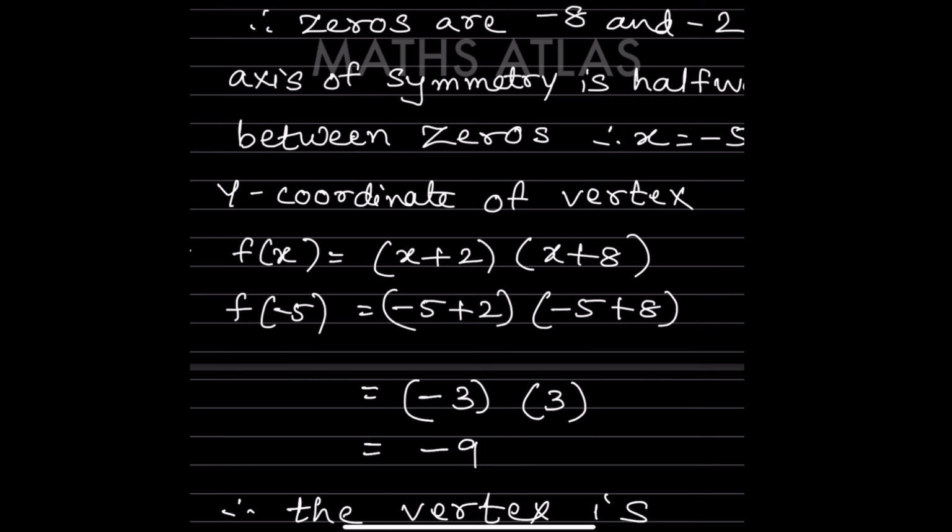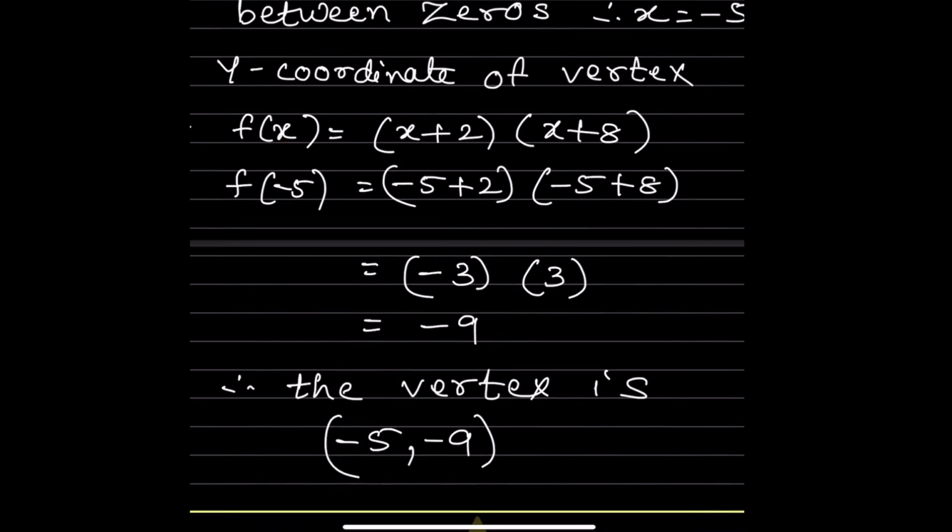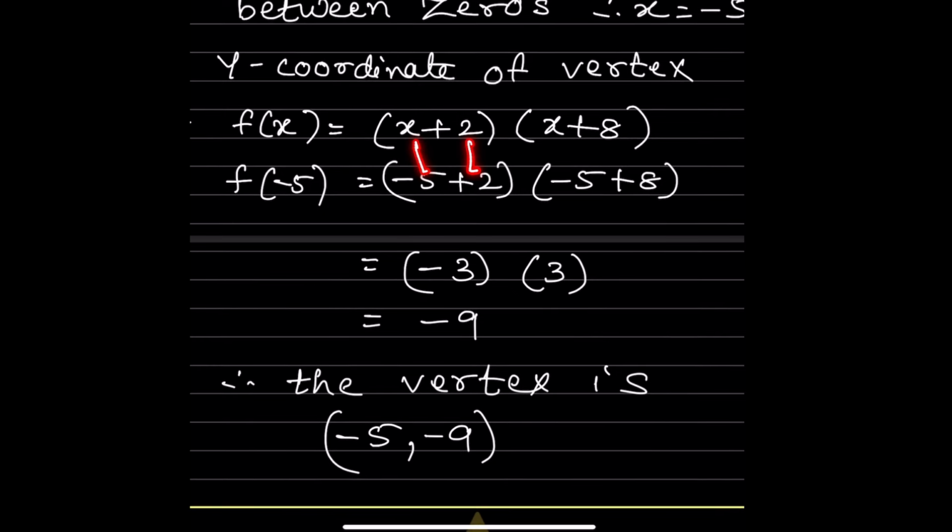So now you are going to plug in the values. What is that? We got on the axis of symmetry this one, minus 5. So you put here minus 5. Wherever you see x, you are going to put minus 5. And then minus 5 plus 2, minus 5 plus 8. So this is going to be minus 3 and this is going to be plus 3. When you multiply this, that is going to be minus 9.